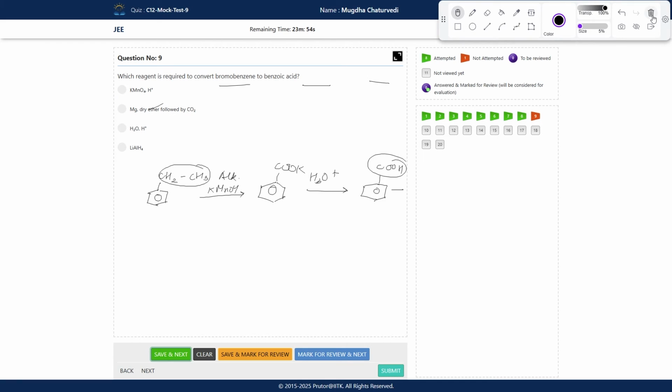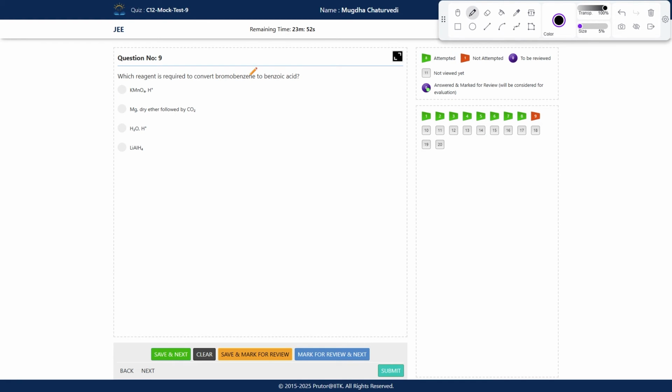Now we will see the next question. Which reagent is required to convert bromobenzene to benzoic acid? Okay, so it is bromobenzene to benzoic acid. First, let us see for bromobenzene. If you see, to this benzene, a bromine is attached.